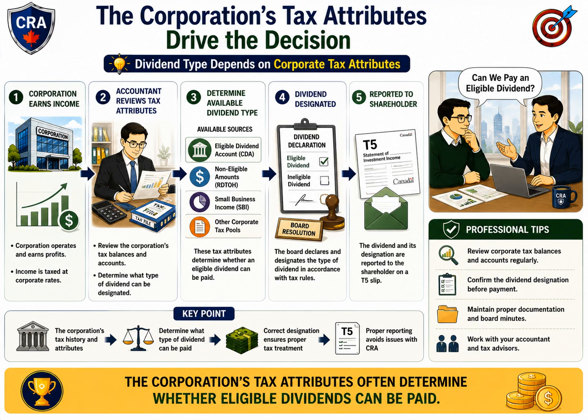The key takeaway from this slide is that the corporation's tax attributes often drive the dividend decision. Eligible dividends are not available simply because they are preferred. The corporation must have the necessary tax attributes and supporting accounts that allow the dividend to be properly designated and reported under the tax rules.